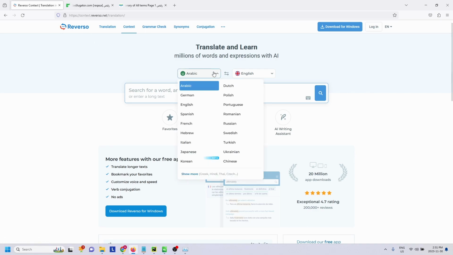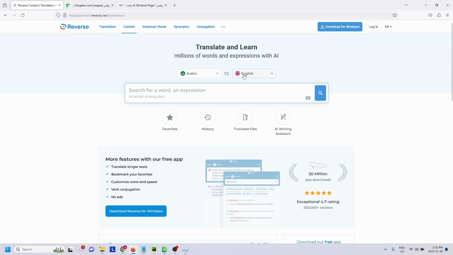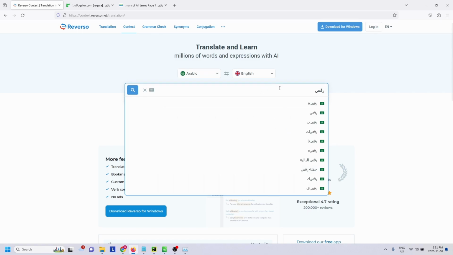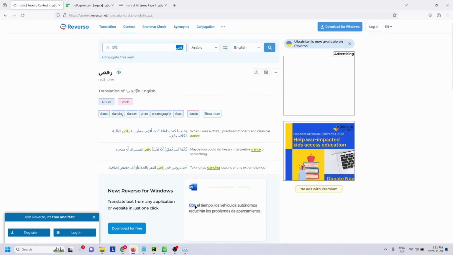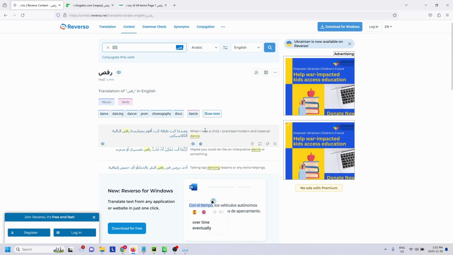Now you can use this for a ton of languages as you see here, but in this case we're going to choose Arabic, and let's say you want them to be translated into English. You paste the word you have in here and you search, and what comes up are a series of sentences with that particular Arabic word and then the same word highlighted in the English version on the right.